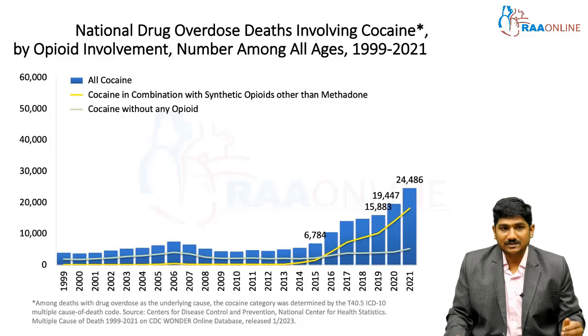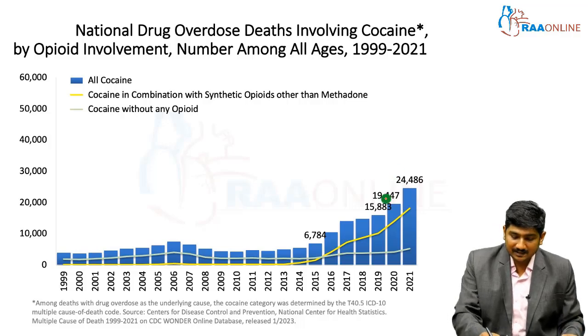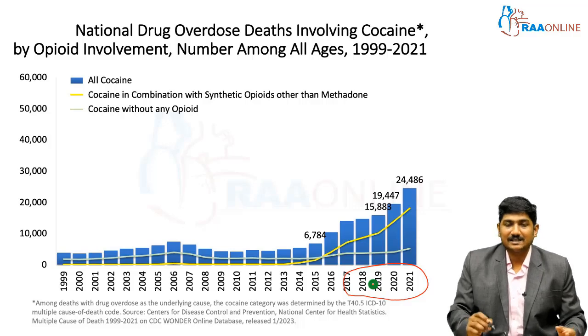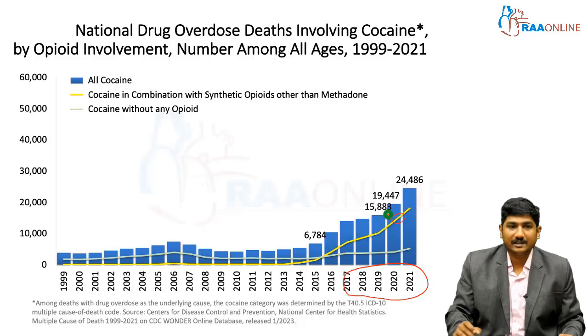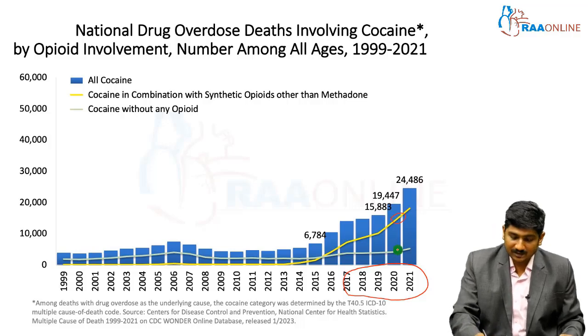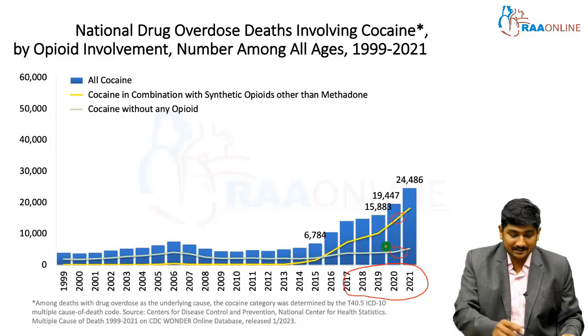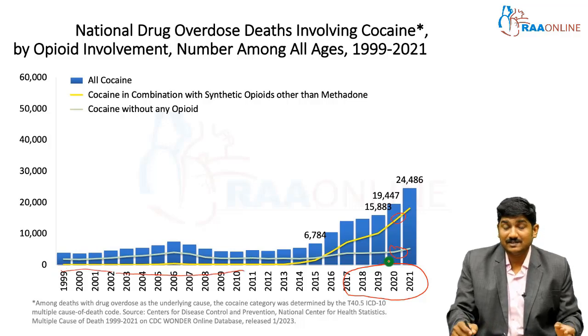This is national drug overdose deaths, including cocaine, by opioid involvement. It clearly shows that cocaine deaths have been increasing in recent years. You can see cocaine in combination with other synthetic opioids in the yellow line, and cocaine without opioids in this line. Overall, cocaine usage, either alone or in combination, has increased significantly compared to the past 10 years, and especially over the past 5 years.